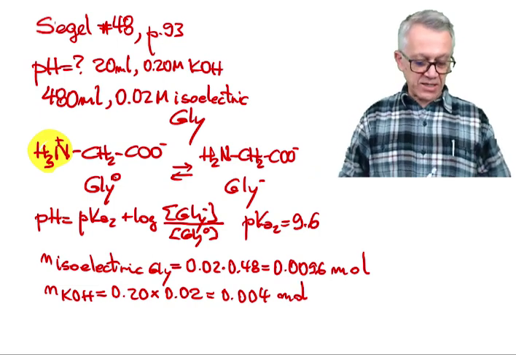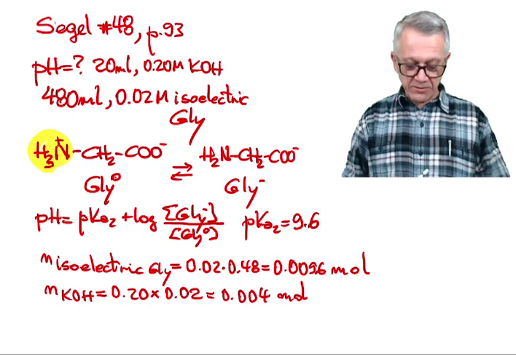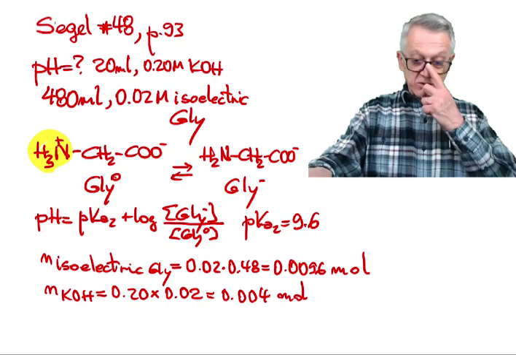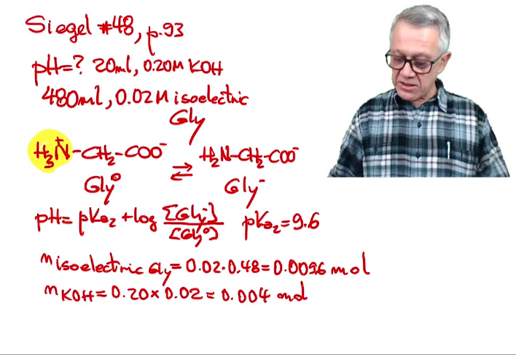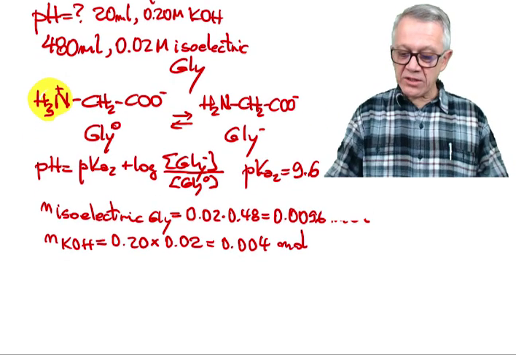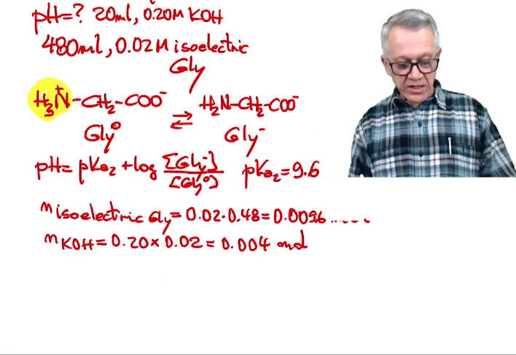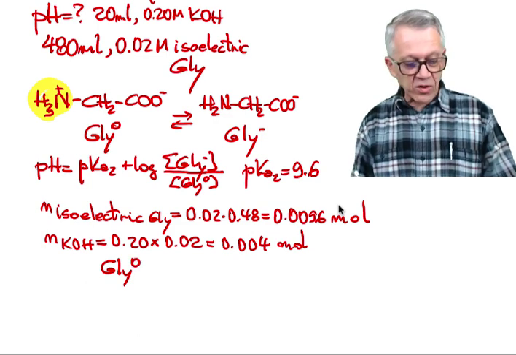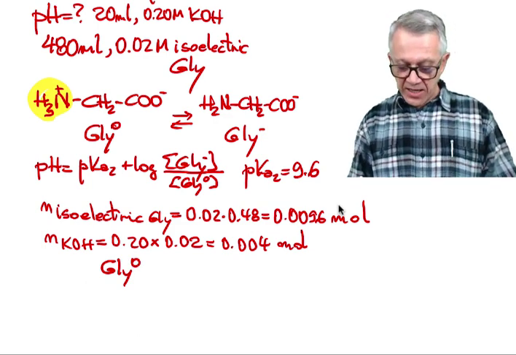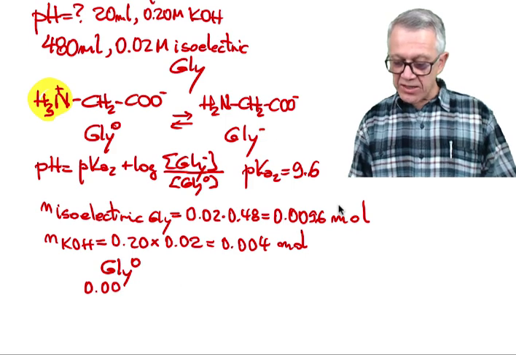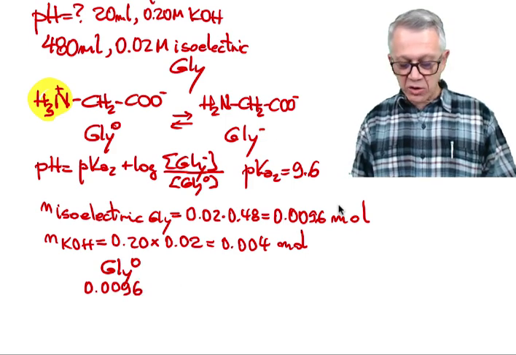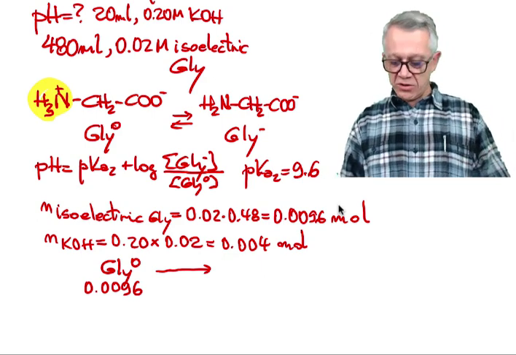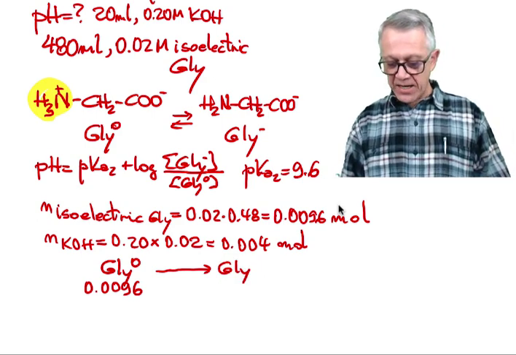To be on the safe side, let's do that in here. Yeah, perfect. All right, so let's move this up a little bit to give us more room to work in here. And then we have a situation: initially glycine 0 was the only species there, and we had initially 0.0096. But then we add potassium hydroxide. Potassium hydroxide will remove another proton and make glycine minus.